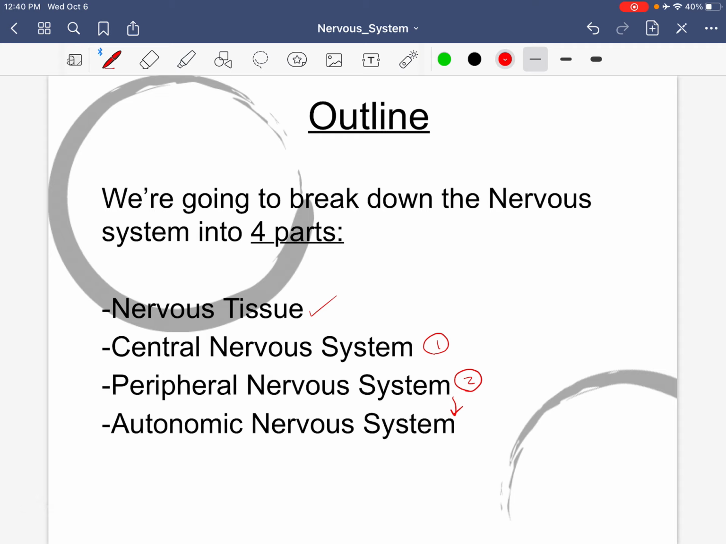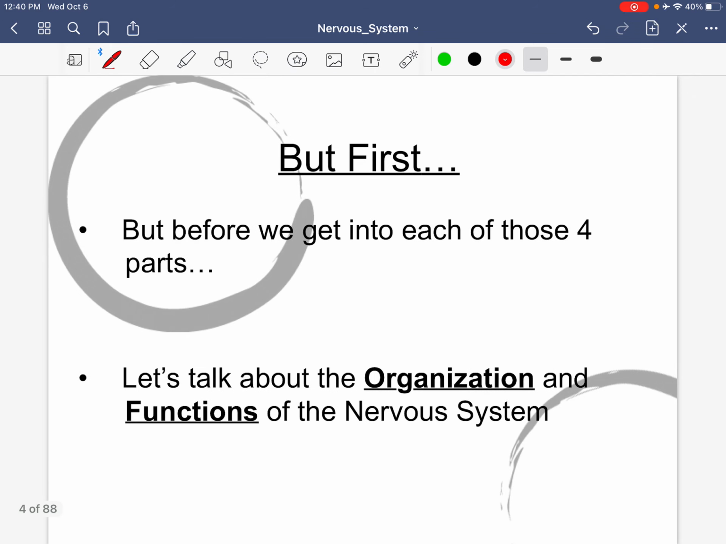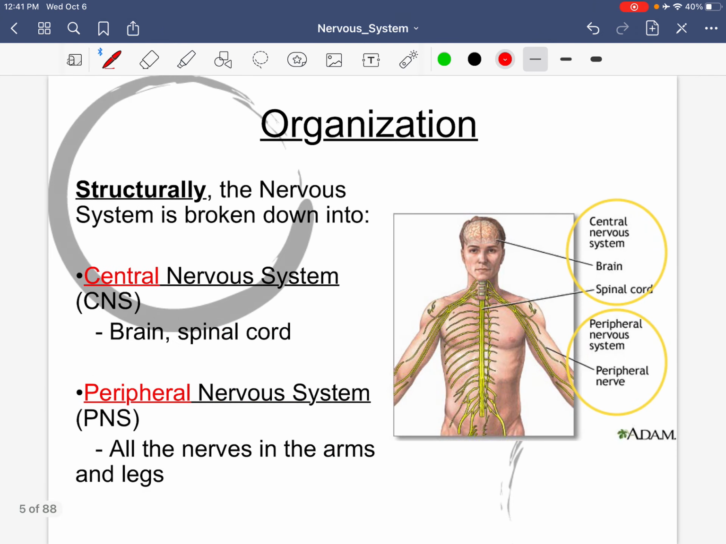Okay, so before we get into those four parts, we're going to talk about nervous tissue, then the central nervous system, then the peripheral nervous system, then a branch of the peripheral nervous system called the autonomic nervous system. But before we do that, we of course have to get our bearings, talk about the organization, and then make sure we cover all the functions of the nervous system. So here we go, and this is what I already said, but let's just make sure we have it clearly and well. We have two components of the nervous system.